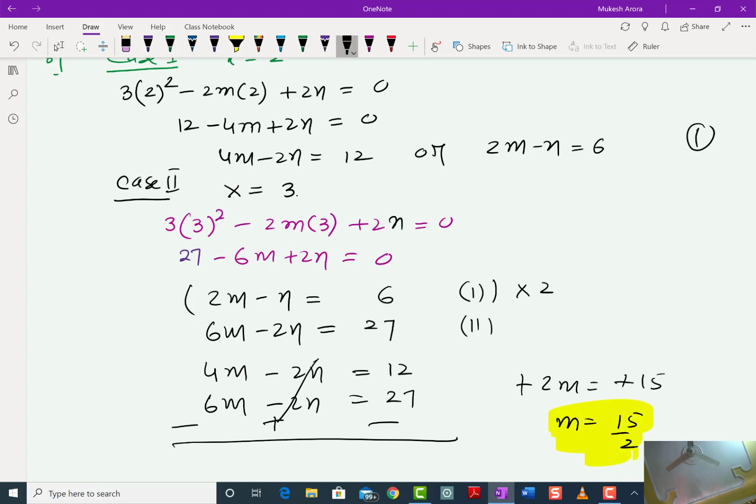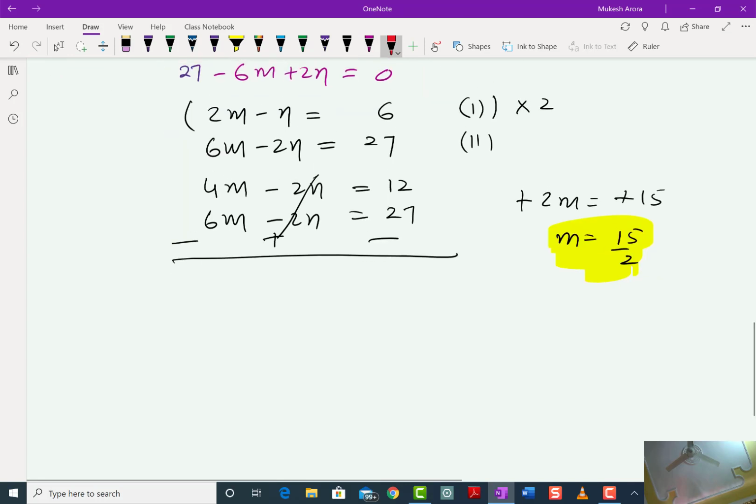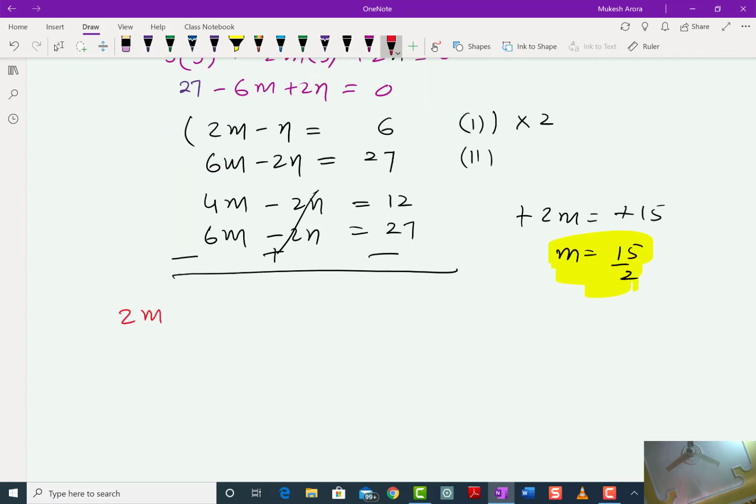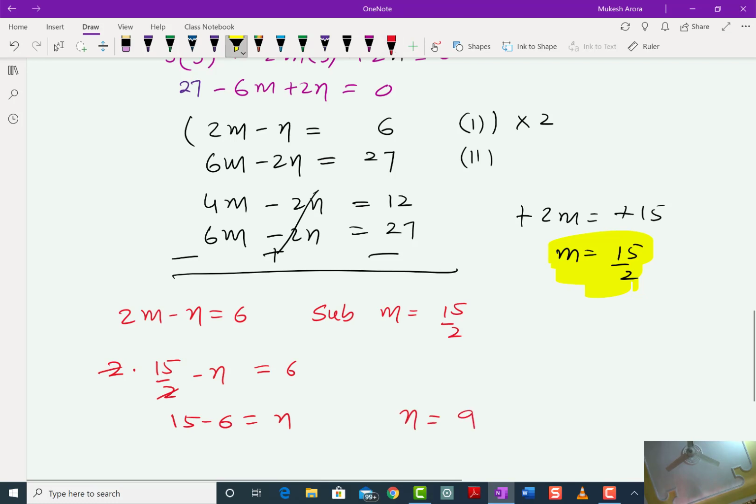Now we have to find the value of n. We can substitute in any equation: 2m minus n is equal to 6. Substituting m is equal to 15 by 2, so 2 into 15 by 2 minus n is equal to 6. So 15 minus 6 is equal to n. So n is equal to 9. So this is the second answer. This was how you have to find the value.